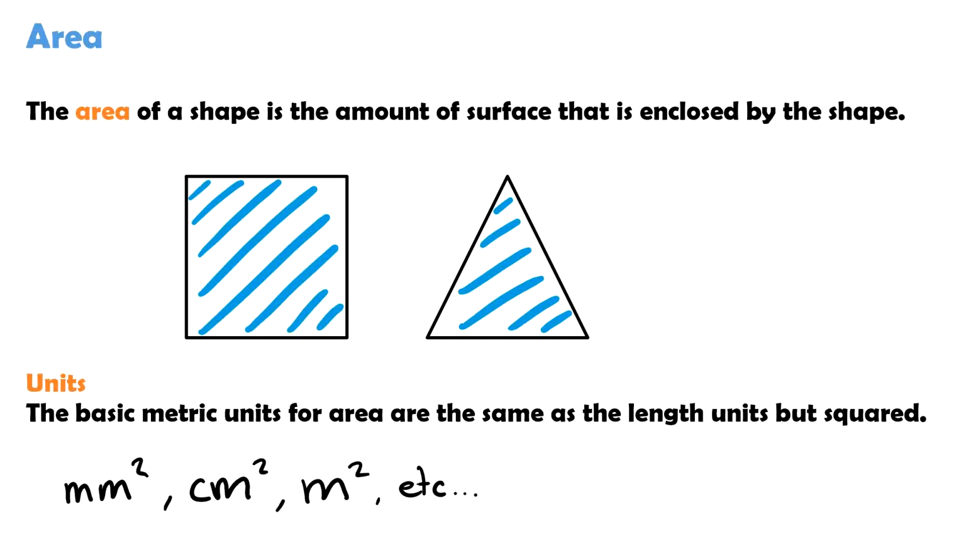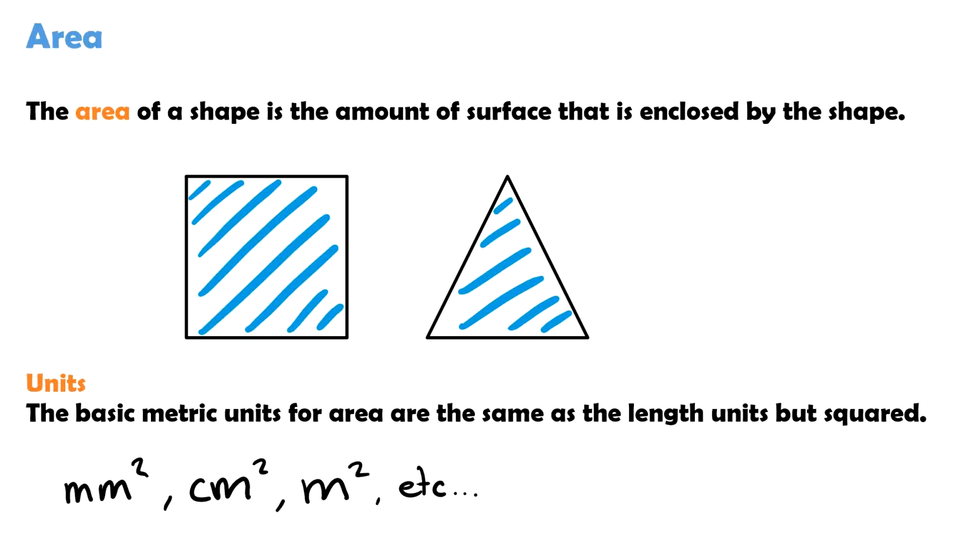In this video, we're covering area. So the area of a shape is the amount of surface that's enclosed by the shape. On your screen, you can see two shapes. We've got a square and a triangle. And inside, you can see a shaded area in blue. That shaded area is what we call the area of the shape.